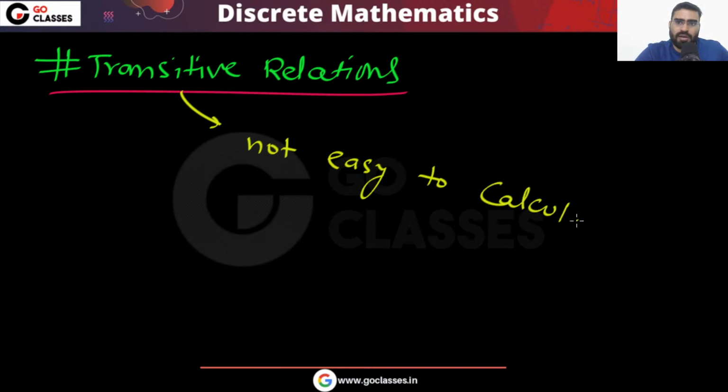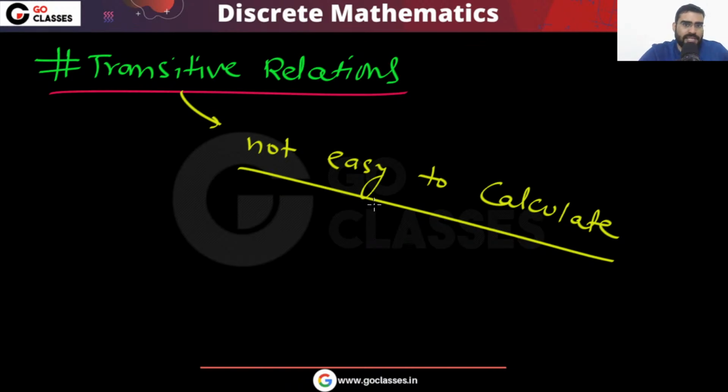In the GATE exam, actually there is no question on counting transitive relations. As I told you, this is not easy to calculate. If they ask you in the GATE exam, they can ask a very small question, maybe a set of 2 elements or a set of 3 elements.